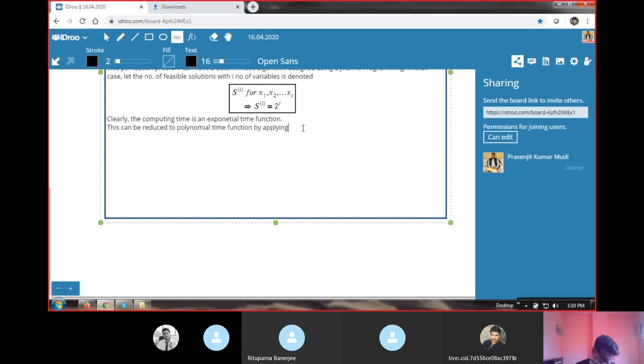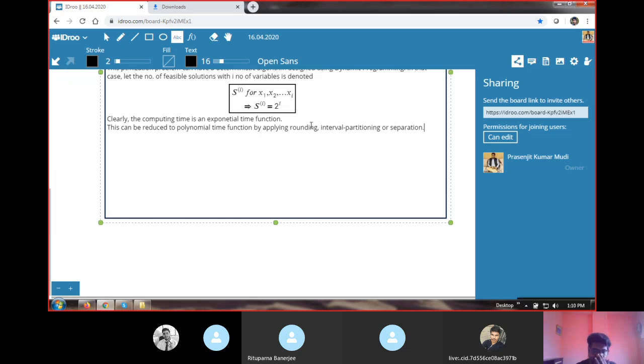We will take up two very good examples and illustrate and derive that those two problems can have approximation schemes which are fully polynomial time. It's very good mathematics you can see there. This can be reduced to a polynomial time function by applying rounding, interval partitioning, or separation.